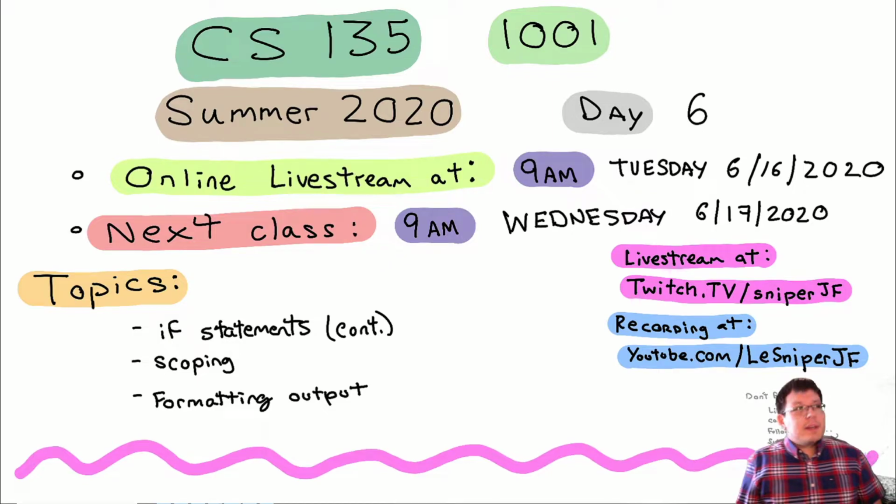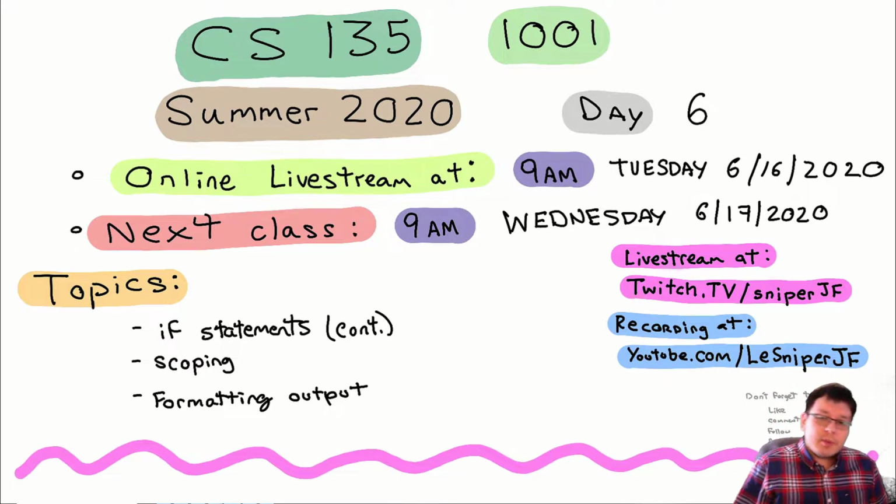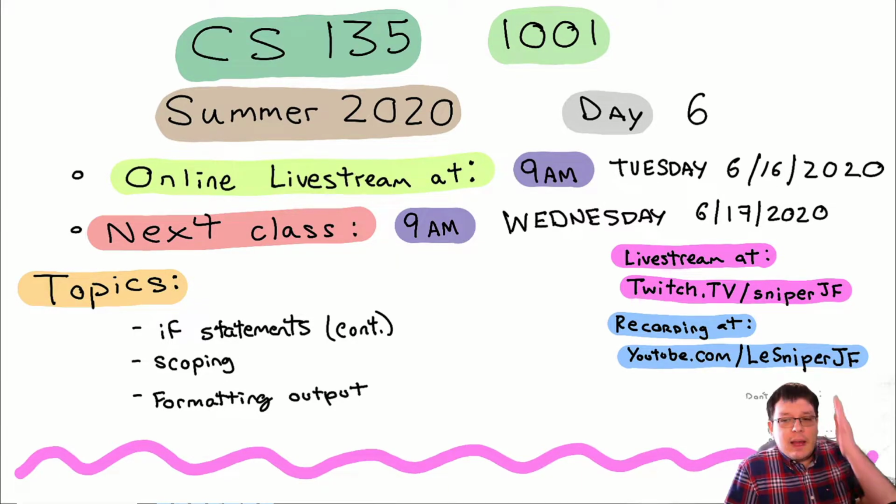Today we're going to keep covering where we left off last time, which was if statements. And then from there, we're going to talk about scoping within the usage of if statements and the concept of scoping in general. Then we're going to go into formatting output, which is ways that you can make your output look prettier or nicer. Basic things like left and right justification, the kind of things you would do if you were writing an English paper. You may want to have everything centered or to the right or to the left and so on. So those kinds of things, basically.